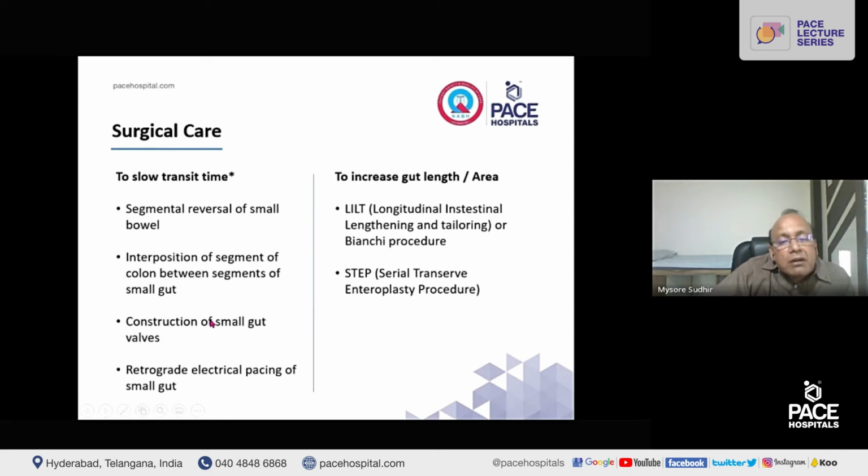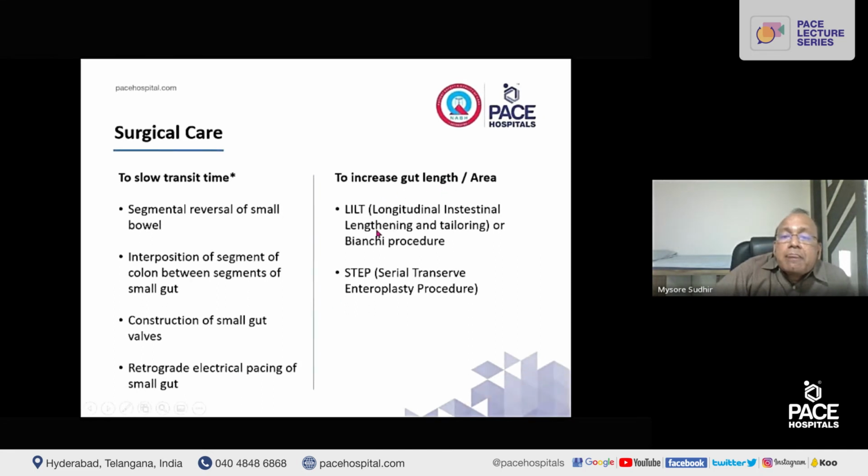Valves are not there in the small bowel, so we create valves by surgical techniques. And retrograde electrical pacing of the small bowel, I don't know how they do it. Apart from this, how to increase the gut length? This is LILT, longitudinal intestinal lengthening and tailoring. Suppose the length is about 20 or 30 centimeters, you increase it to 40 to 50 centimeters by this technique. I'll show you the picture.